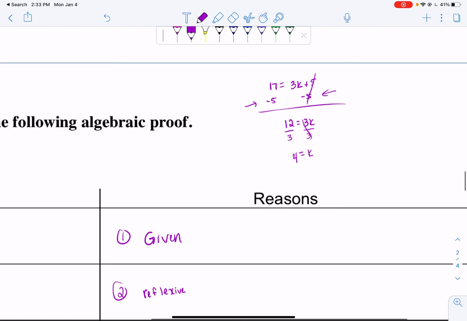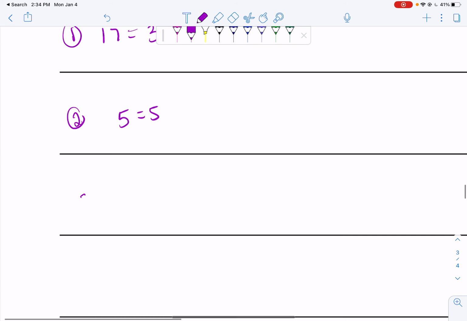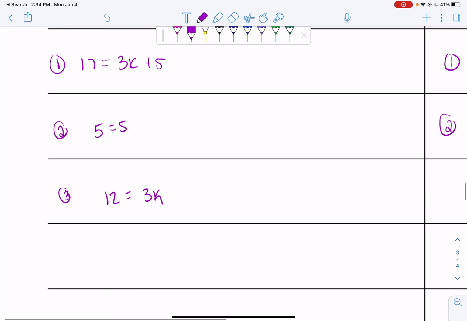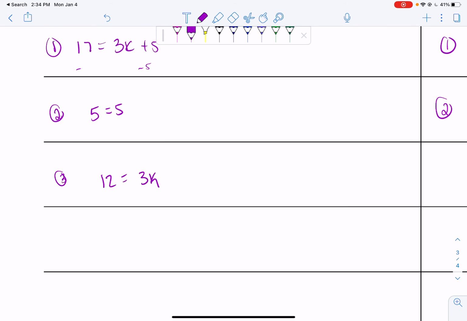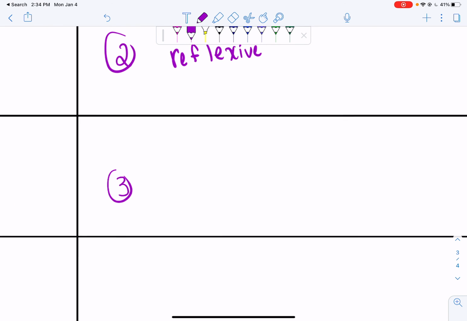Number 3, after I did my reflexive, I ended up getting 12 equals 3k. And I did that by subtracting 5 on both sides. So I did that by subtraction. So reason number 3 would be subtraction.